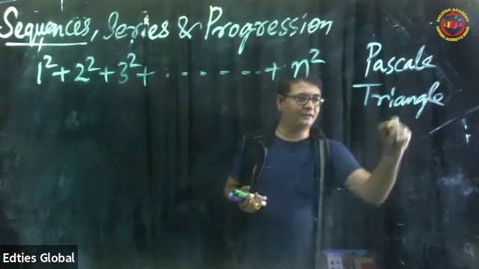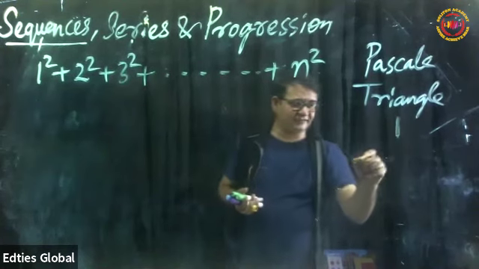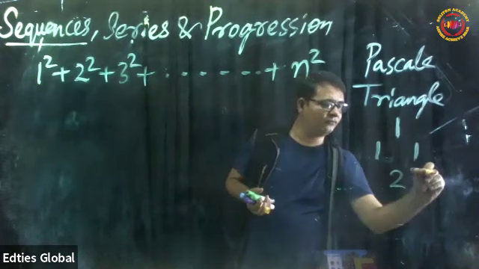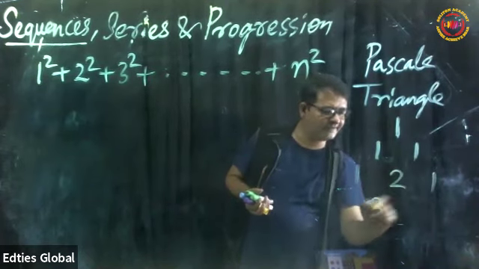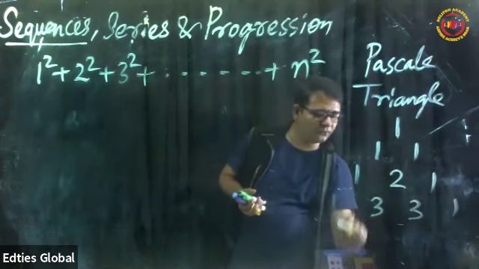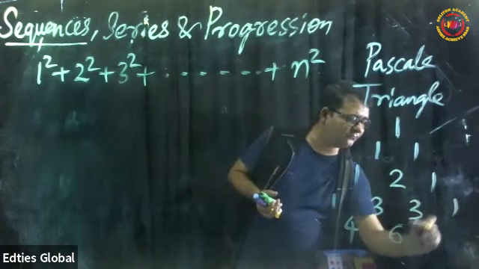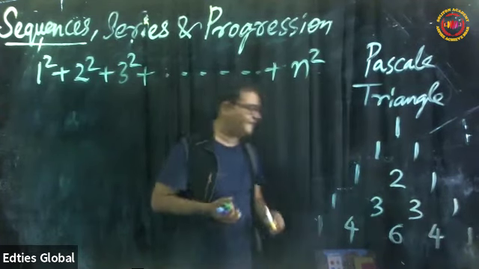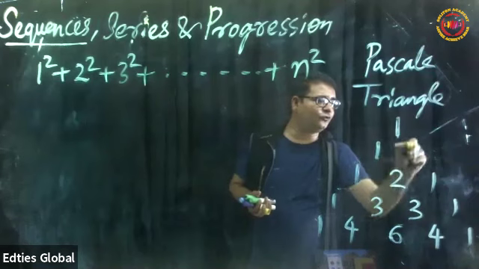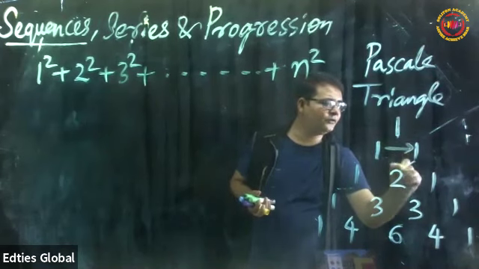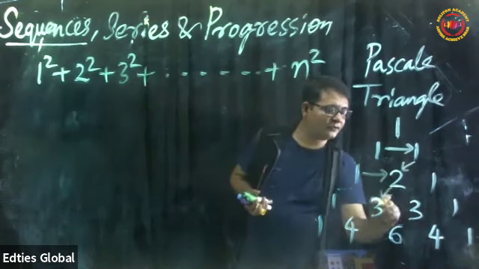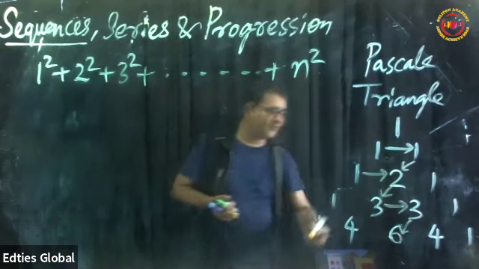So he found a triangle where he had numbers like this: 1; 1 1; 1 2 1; 1 3 3 1; 1 4 6 4 1, and then you pad it with 1 and 1. This is called Pascal's triangle. So you start with 1, and then you go here and add to this, you get this term. You add this to this, you get the next term, and the series continues.